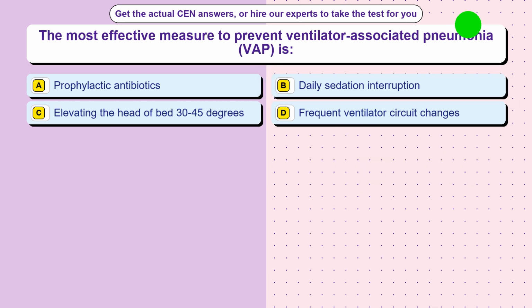Question 67. The most effective measure to prevent ventilator-associated pneumonia, VAP, is Option A, prophylactic antibiotics. Option B, daily sedation interruption. Option C, elevating the head of bed 30 to 45 degrees. Option D, frequent ventilator circuit changes.